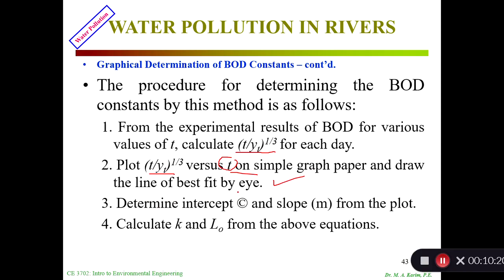We can use Excel. I'll definitely ask you to use Excel to do the problem solving for the homework. Determine the intercept C and the slope M. Then calculate the value of K and L0 using equations 4-10 and 4-11.